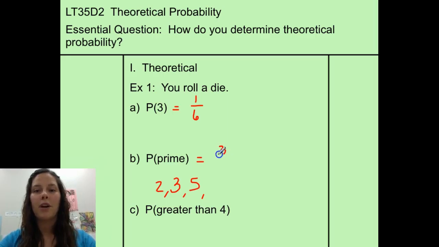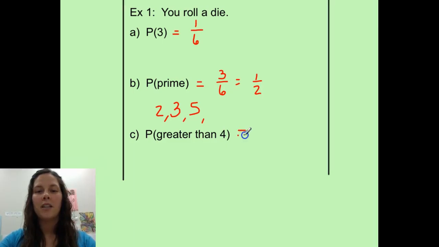So we have 3 prime numbers out of 6 possible numbers, which simplifies to 1/2. So make sure you always give your probability in simplest form. And our final probability for rolling a die, what's the probability we get a number greater than 4? Notice it does not say greater than or equal to, so we will not count 4. There are only 2 numbers greater than 4 on a die out of 6 possible numbers, which simplifies to 1/3.